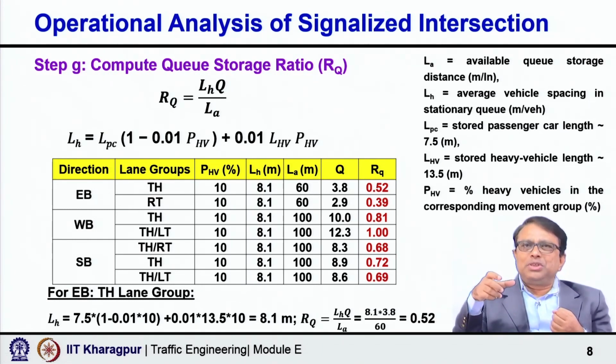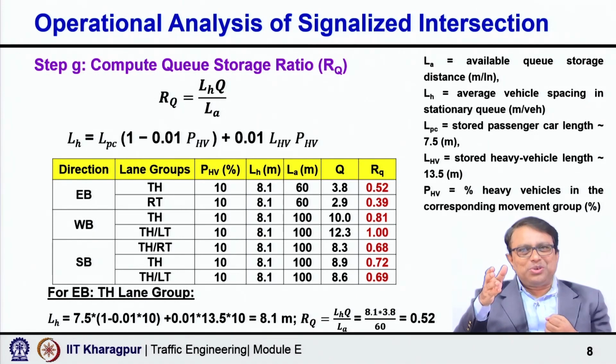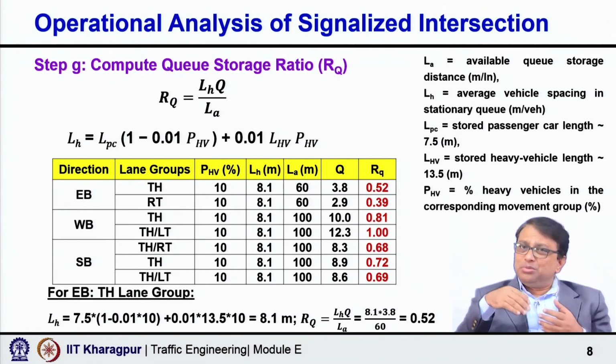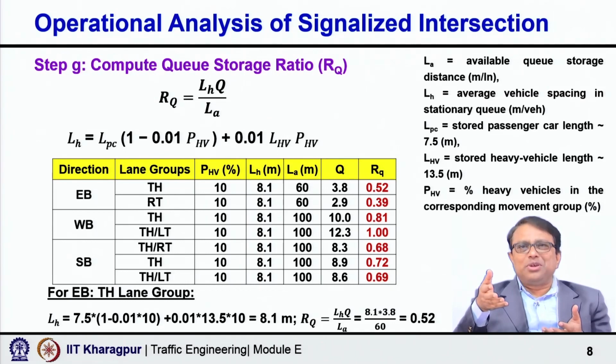What proportion of the available Q storage distance is actually getting utilized, and obviously, it should not be more than 1. If the existing operation is creating an RQ of more than 1, then it is not acceptable.